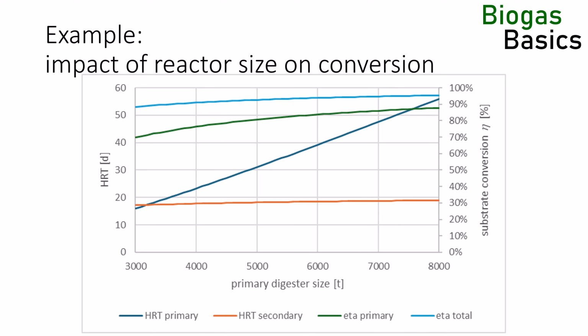The right ordinate shows the conversion efficiency of the primary digester and the total conversion efficiency from 0 to 100%. The green line is the conversion efficiency of the primary digester, and the light blue line is the conversion efficiency of the total plant.